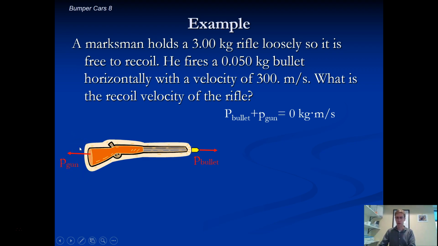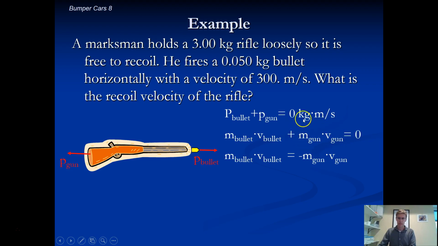All right, so we know that momentum is equal to mass times velocity. So that means mass times velocity for the bullet plus mass times velocity for the gun, again after the trigger has been pulled, is equal to 0, our total initial momentum. So doing some algebra, if I subtract this from both sides, I move my mass of the gun and velocity of the gun over here with a negative sign, and then I can start to solve.